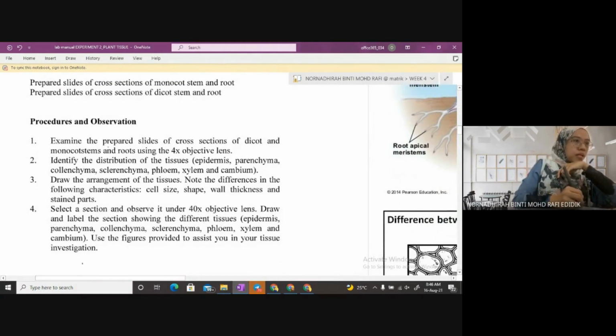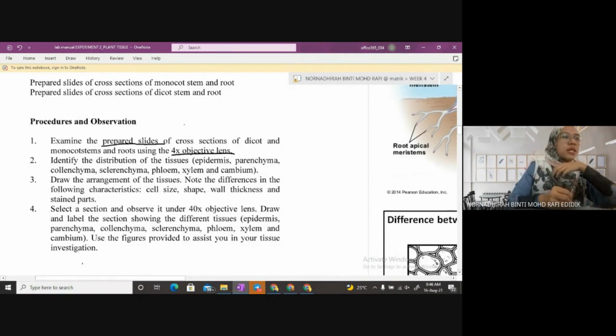Prepared slide ni kita orang akan bagi yang akan mula-mula under 4 times objective lens. You have to observe under 4 times objective lens. Ingat, inilah rule untuk guna microscope. Always start with 4 times objective lens. You will be given many sebenarnya, banyak, dan you guys kena pilih lah yang mana you guys nak observe.